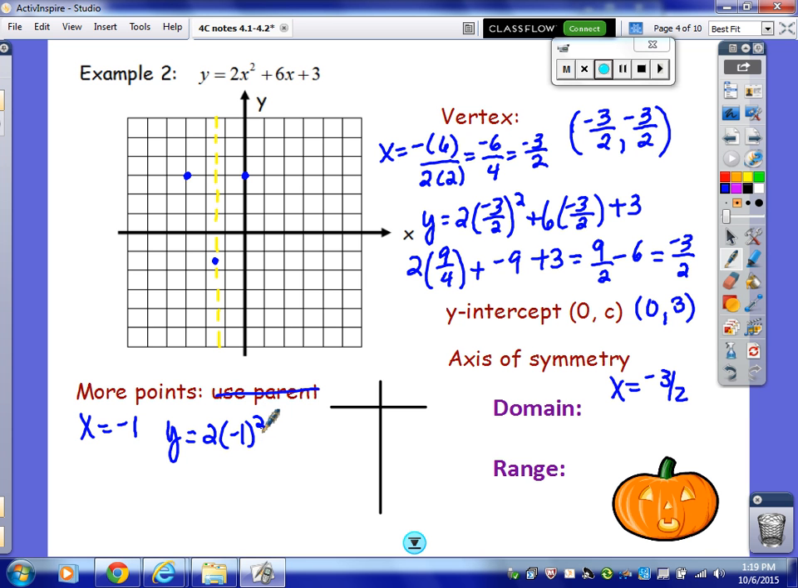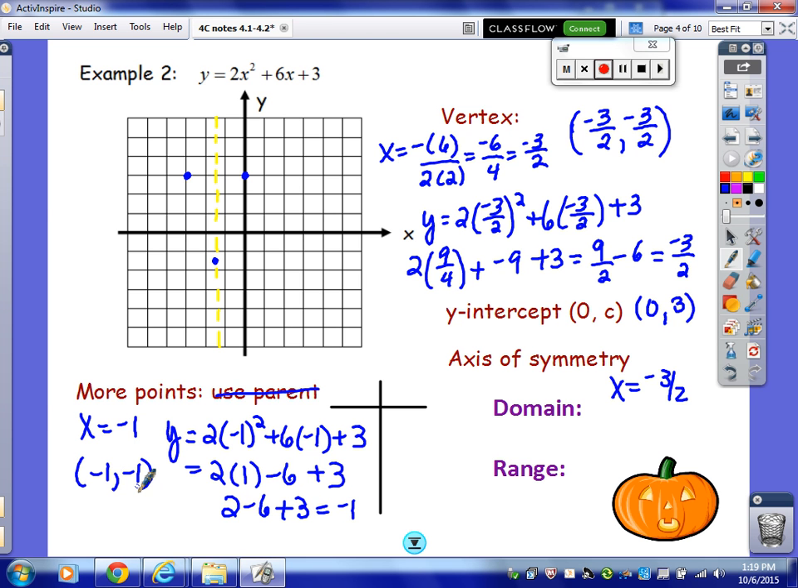And you always have this option. Like I said, you've got to think about your problem and what is the most efficient way to get those needed points. All right, what do I got? I got 2 times 1 minus 6 plus 3. 2 minus 6 plus 3, negative 1. So negative 1 is a point.